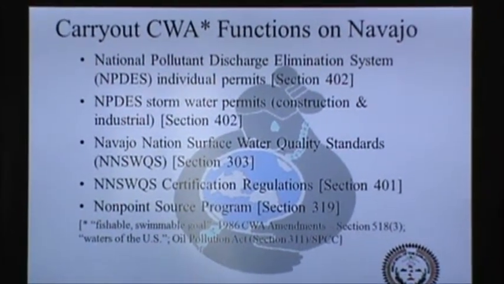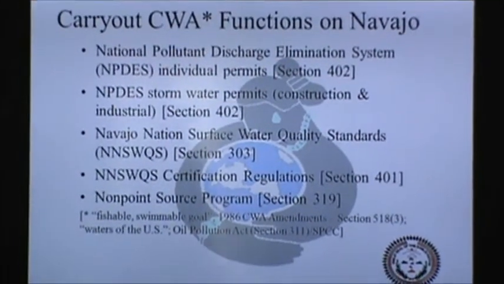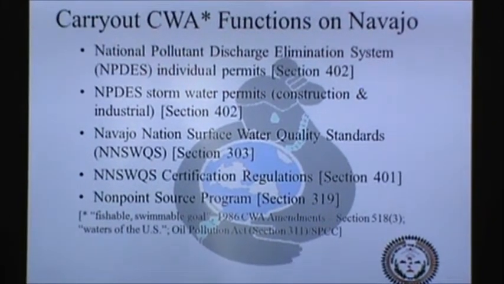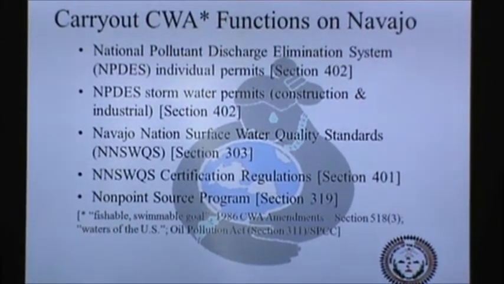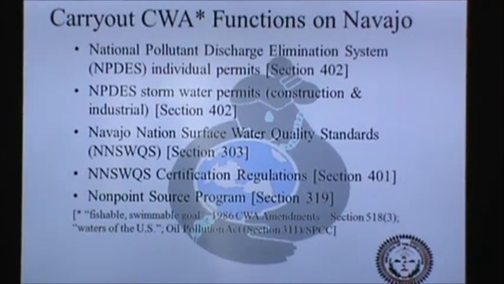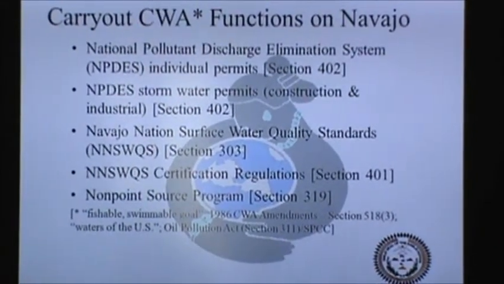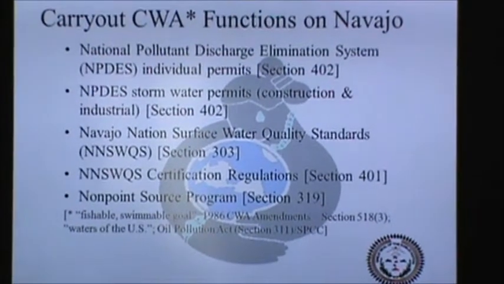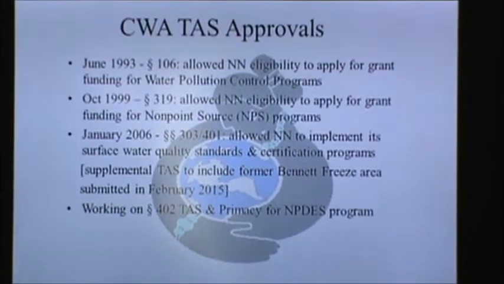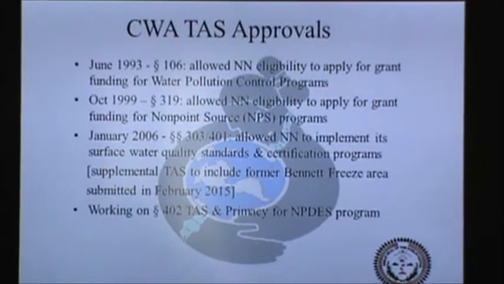And one last section that we work with on the Navajo Nation is Nonpoint Source, Section 319. That's basically where we work with land users and grazing permittees to address erosion control with livestock and from roads on these ranches and forests. The main thing with US EPA is getting treatment as a state to carry on these activities.